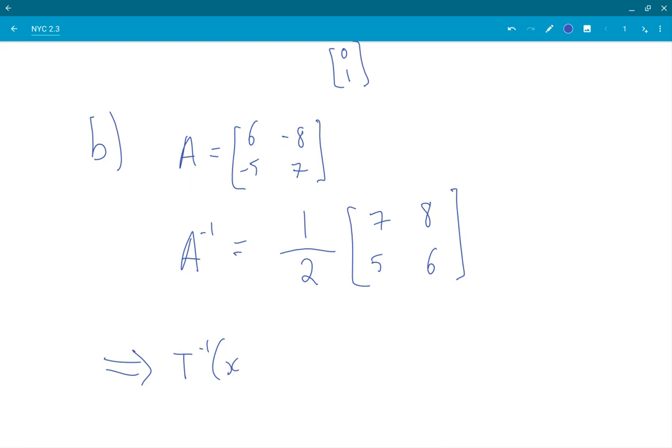So my formula for the inverse is just the inverse matrix. I'll leave the half out front. It's easier to calculate in that way. And there's my formula. No problemo.